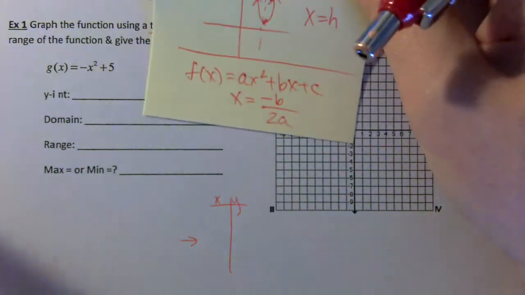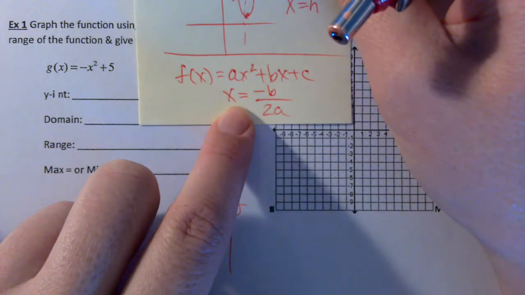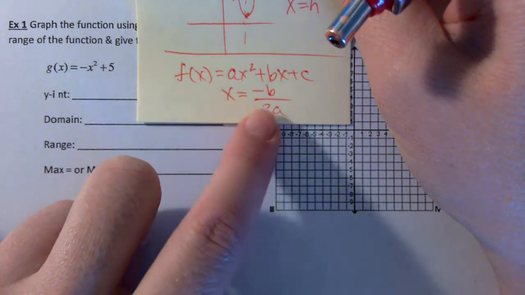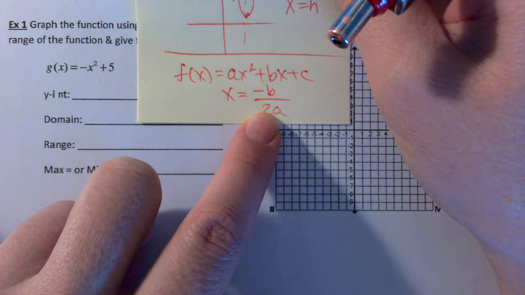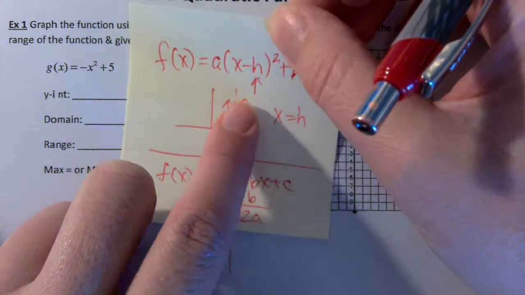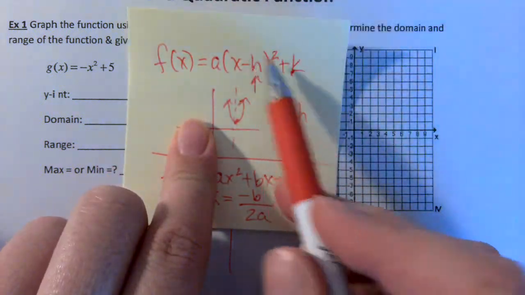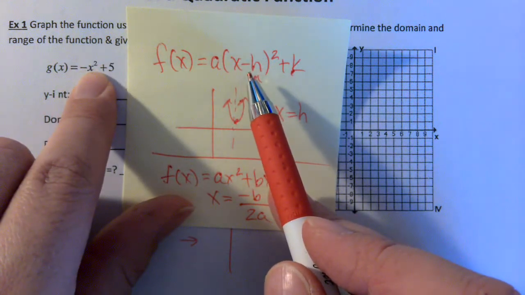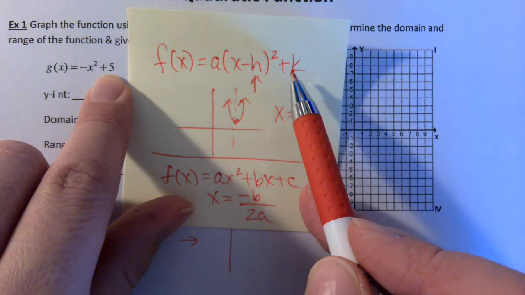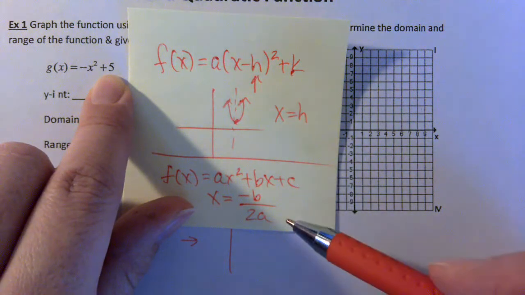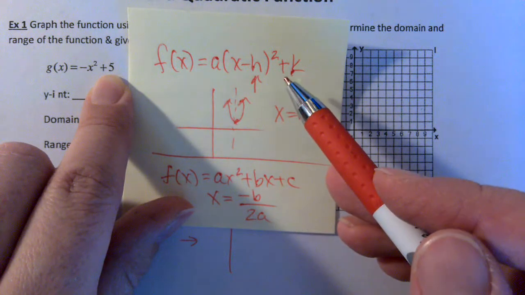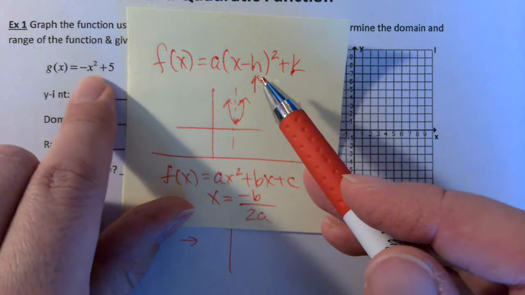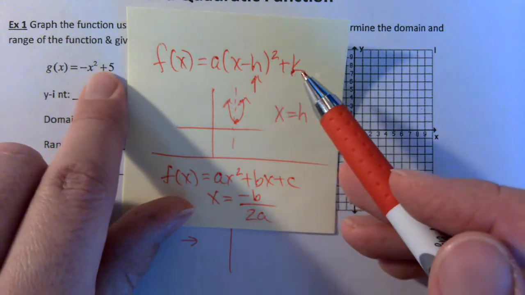So if I do it in standard form, I'm going to have to find the vertex using my formula x equals -b over 2a. However, I could look at it in vertex form. A is -1, h is 0, and k is 5. K is very different than c, but in this case k is 5. So here I can look at it and tell you my vertex is (0, 5).